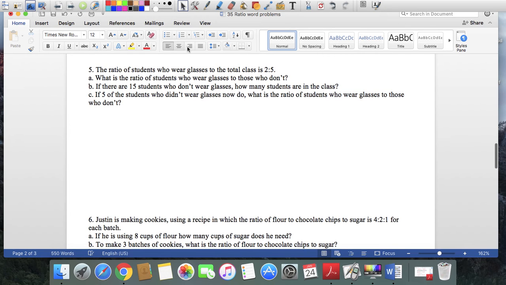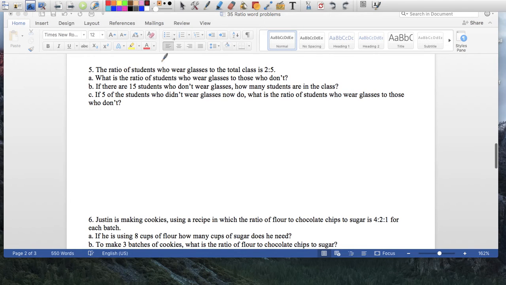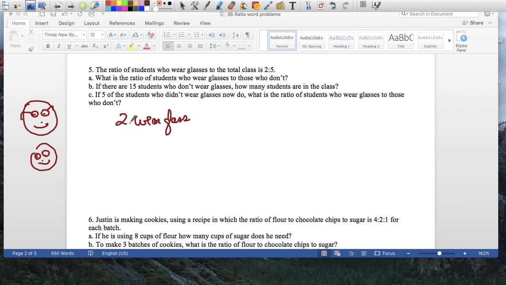The ratio of students who wear glasses to total is 2 to 5. So these are glasses. So people who wear glasses, right? Glasses, and these guys don't wear glasses. And these guys wear glasses, and these guys don't wear glasses. So how many people wear glasses? 2. And the total is 5.